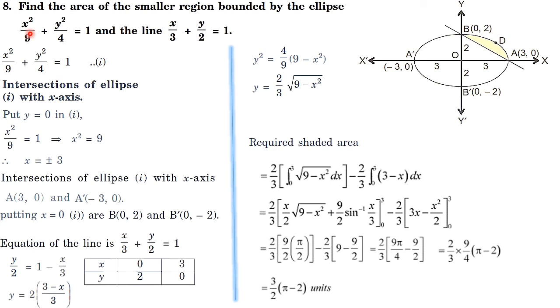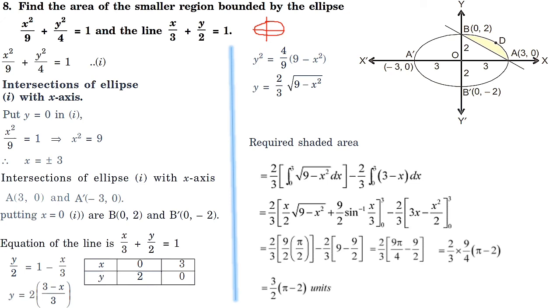When you check the denominators here, 9 is the greater quantity, bigger than 4. Since it is under x square, the major axis is the x axis. The major axis of the ellipse is the x axis. So the ellipse goes this way, flattened towards the x axis. When we take the x axis and y axis, the ellipse comes this way. Okay, this is the way the ellipse goes.